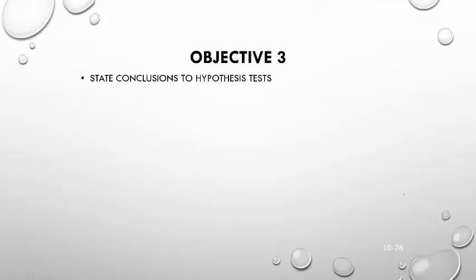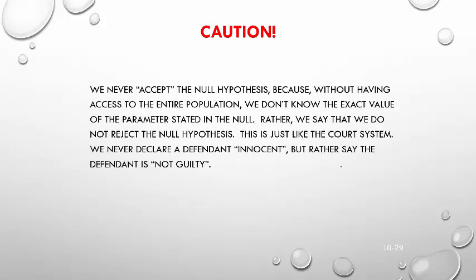All right, let's end by talking about the conclusions, what you can say for hypothesis testing. As I said, we never accept the null hypothesis because without having access to the entire population, we don't know the exact value of the parameter stated in the null. Rather, we say we do not reject the null, so we fail to reject the null. This is just like the court system. We never declare someone innocent, but rather we say the defendant is not guilty. So either you can reject the null, or you can fail to reject it. Those are the two conclusions you can make.